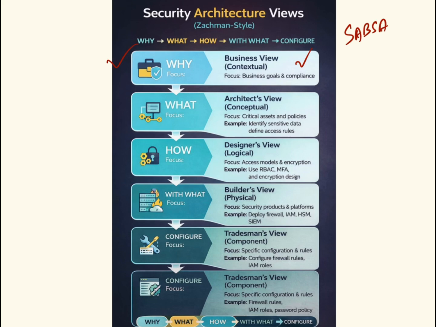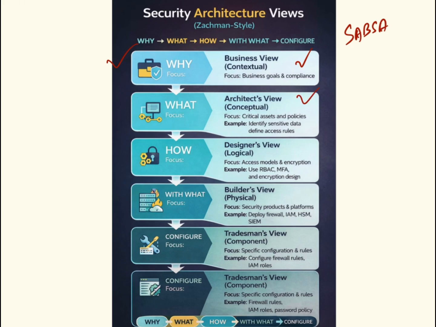For instance, protect customer data and comply with GDPR. So the real meaning is business goals, regulatory drivers like GDPR, HIPAA, PCI, risk appetite, and business impact. So this is where risk, compliance, and business objectives lie.